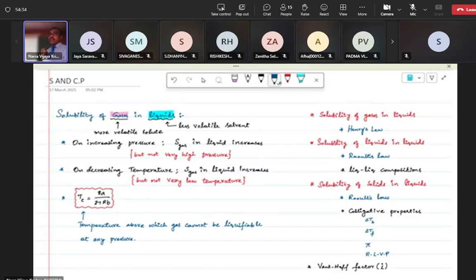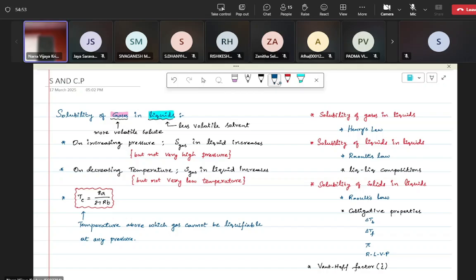For a particular gas, critical temperature is high. What is the meaning of it? It means up to that temperature it can convert into liquid.